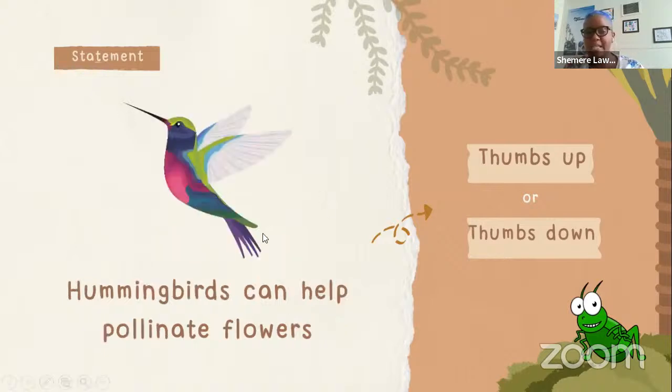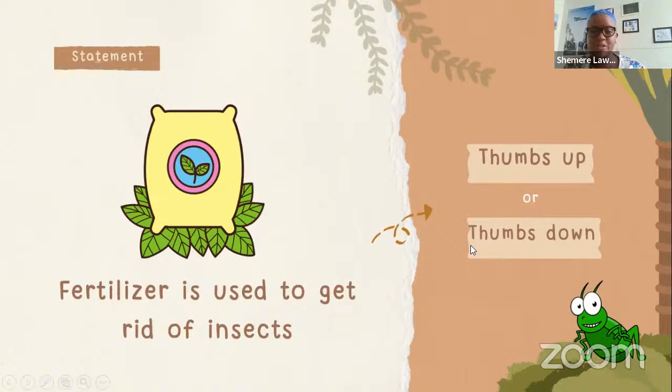Next one, hummingbirds can help pollinate flowers. Thumbs up or thumbs down? 1 answer so far. Anybody else? 2, anyone else? Okay, the answer is thumbs up. That is correct. All right, next one.